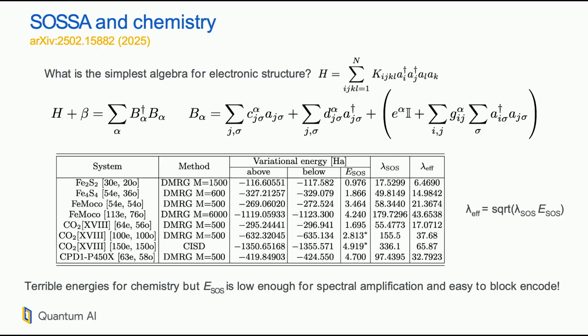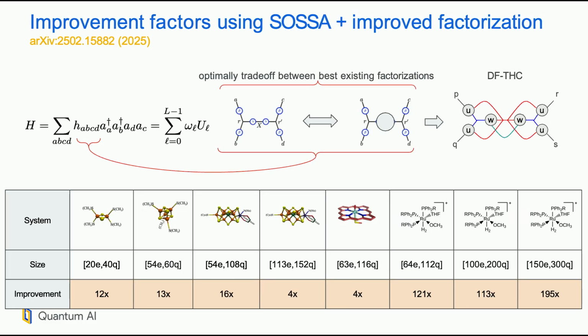And so what that's showing is that we don't need super tight lower bounds. Again, we're playing this trade-off between the tightness of the lower bound and the block encoding cost. And that's something that we really have to optimize for this method to work and to employ spectrum amplification.